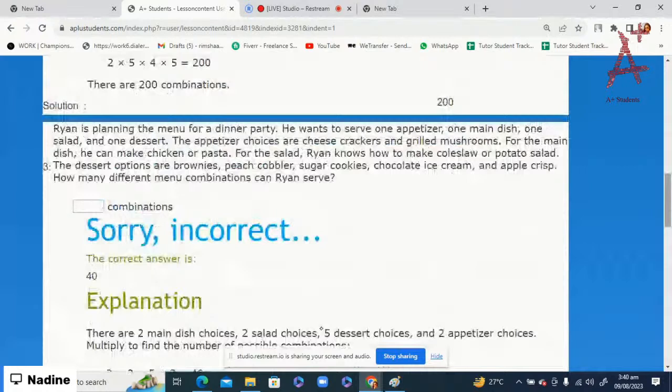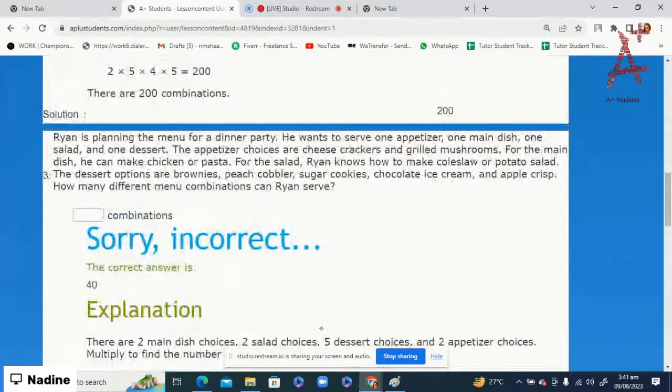Okay, I'm going to read this question so you guys tell me. Ryan is planning the menu for a dinner party. He wants to serve one appetizer, one main dish, one salad, and one dessert. Okay? Total four dishes. The choices for the appetizer are cheese, crackers, and grilled mushrooms.